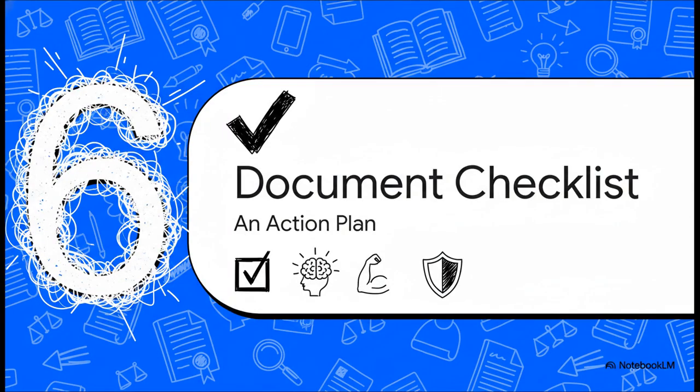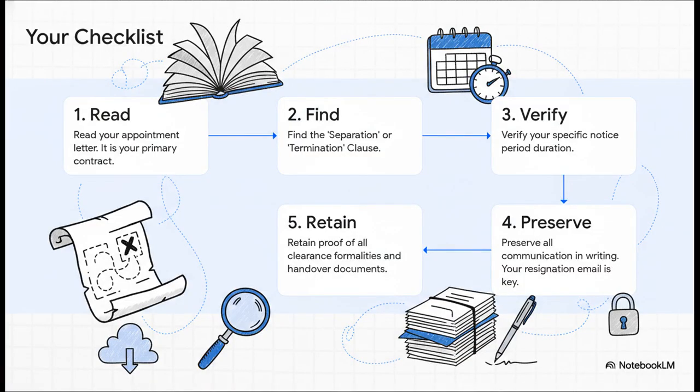So after all of this, what should you do? What's the action plan? Well, it all comes down to knowing your own documents. So let's wrap this up with a simple checklist that you can use to navigate your own situation. Here it is, your action plan. Step 1, pull out your appointment letter. That is your main contract. Step 2, search for the separation or termination section. That's where all the good stuff is.